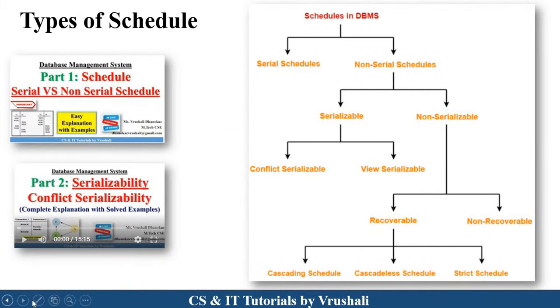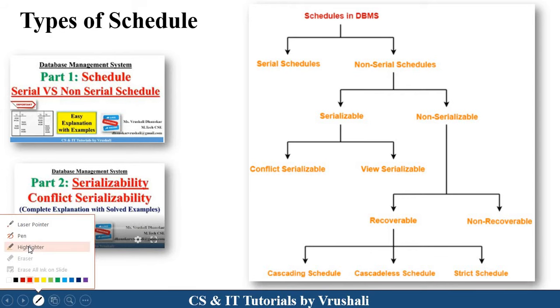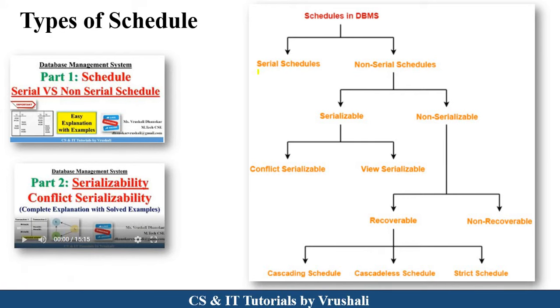Now, the first thing is types of schedules. In DBMS, mainly there are two types of schedule, serial and non-serial, that we discussed in part 1. Next, non-serial schedule can be divided into two parts, serializable and non-serializable. Serializable schedule can be divided into two parts, conflict and view serializable. So we discussed serializable and conflict serializable in part 2, right? In this session, we will discuss view serializable.